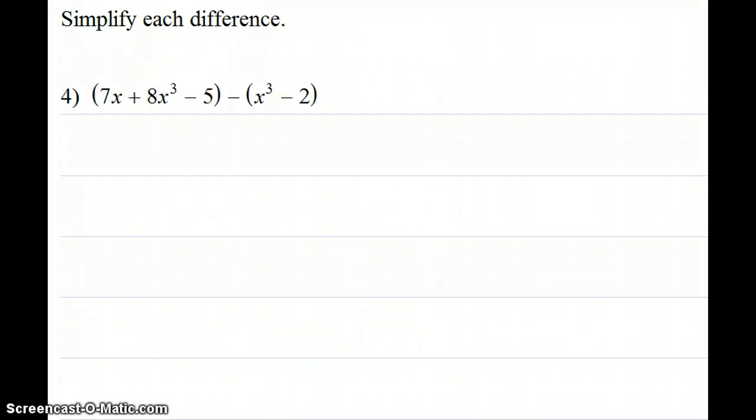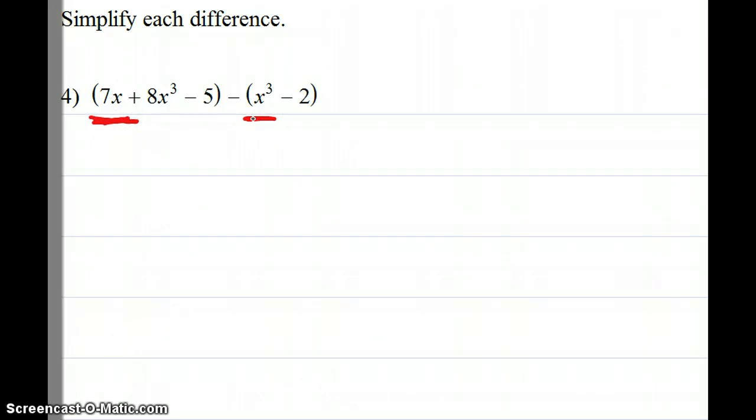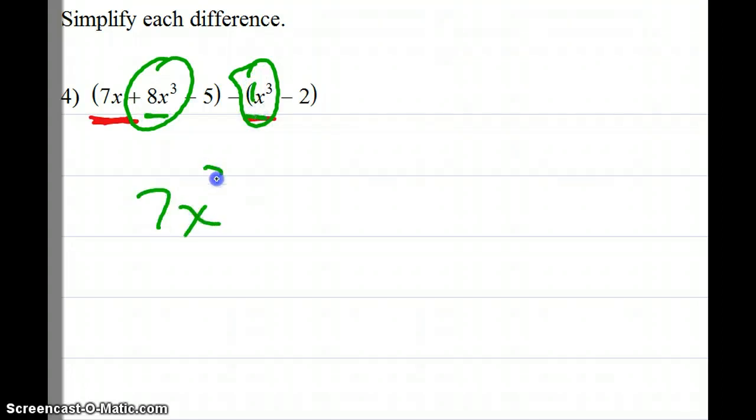Number 4 is an example of a subtraction with like terms. Again, you can hit pause and see if you can come up with the answer and then fast forward. But 7x, be careful, doesn't look like this x cubed, even though it's the first term. So we have to be careful. This 8x cubed and this x cubed look alike. We're subtracting. The coefficient's not there, but it's a 1. So 8 minus 1 would give us a 7.